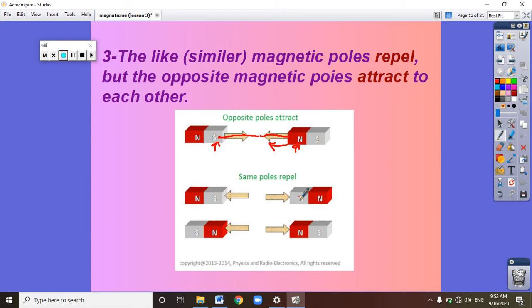But if the poles are like each other, like this one, here you put the south pole of a magnet near the south pole of another magnet.